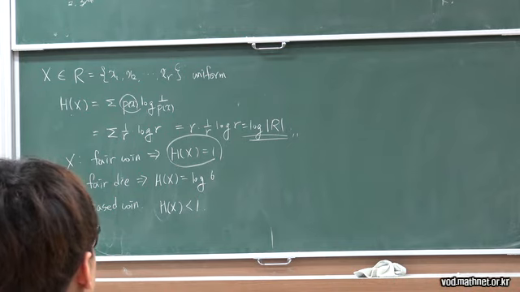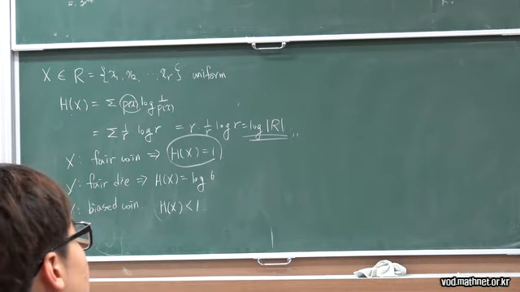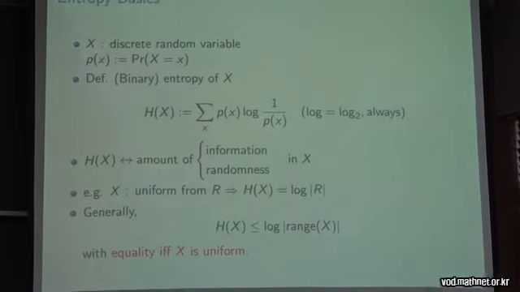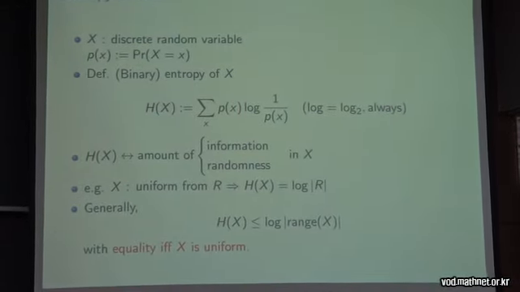Does this make sense? Yeah, so for the further argument, I want to point out that h of x behaves like the amount of information or randomness in x. And we'll continue.